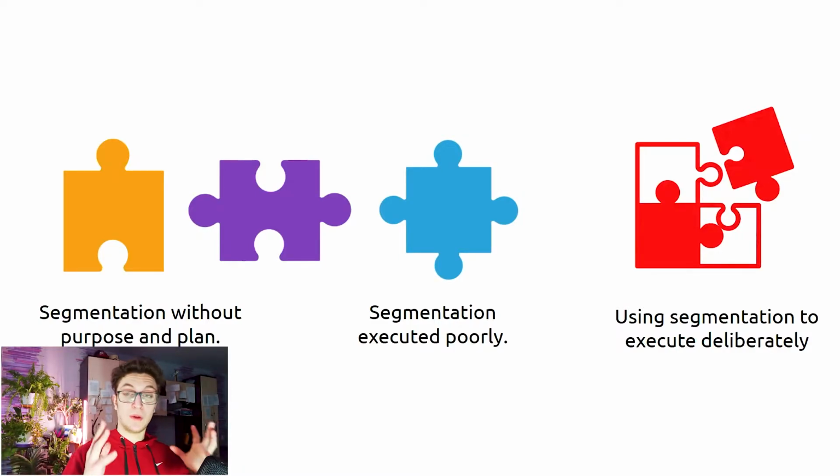It's I would say the number two channel to take really seriously if you're trying to go from 6 figures to 7 figures, 8 figures, and 9 figures. Using segmentation to execute it deliberately looks something like this.